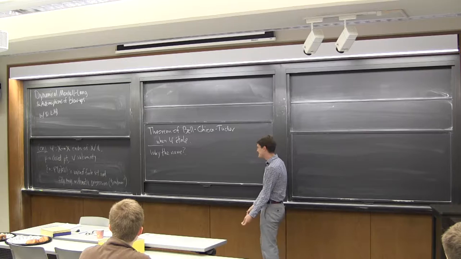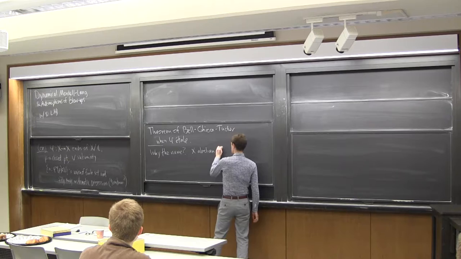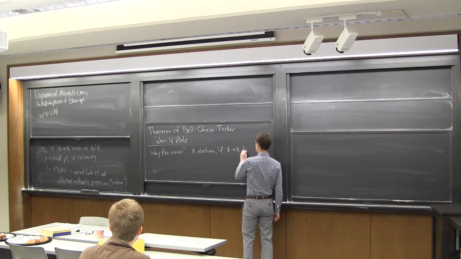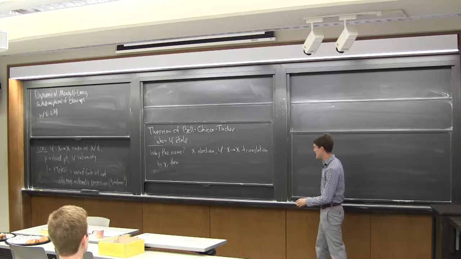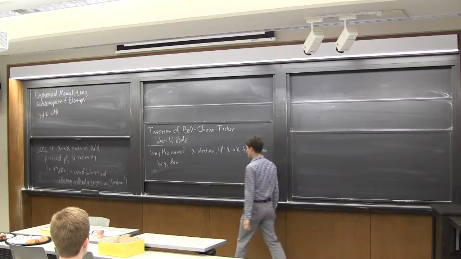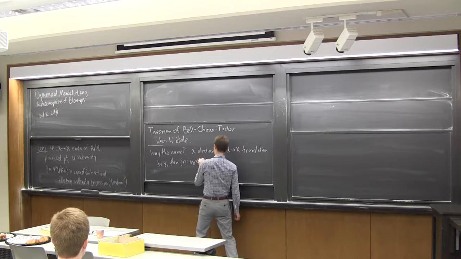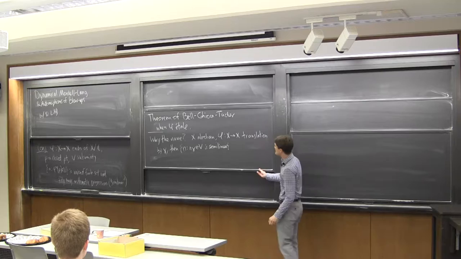So if X is abelian, and your automorphism is just translation by some element gamma on your abelian variety, what's the conjecture saying? It's saying that this set of n such that n times gamma lands in some particular subvariety V is a semilinear set again. So this is closely related to the Mordell Lang conjecture, which was proved by Faltings.